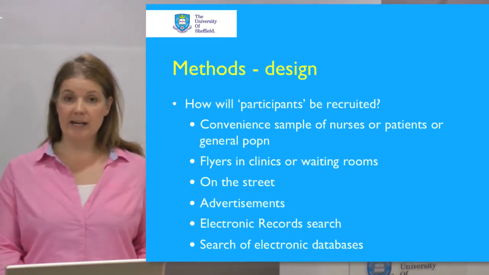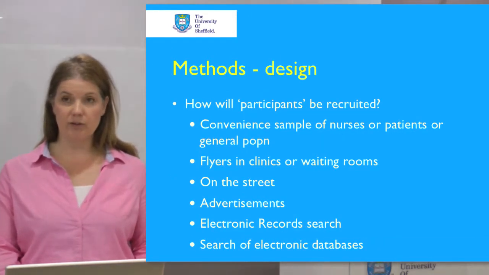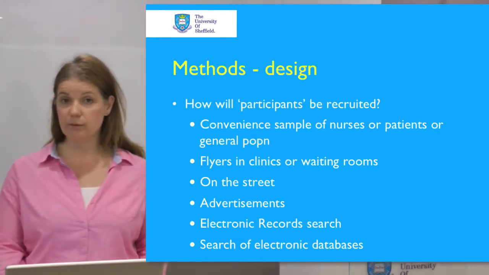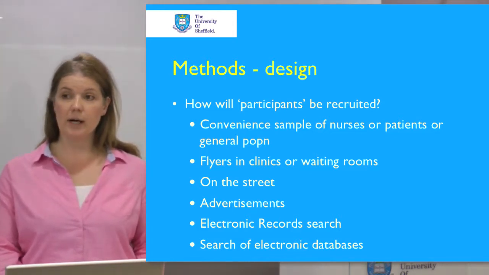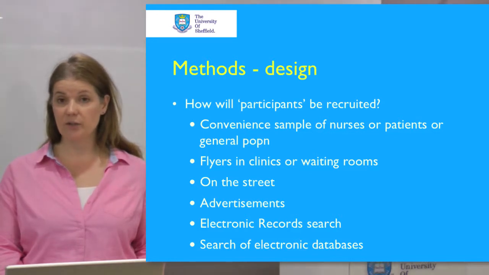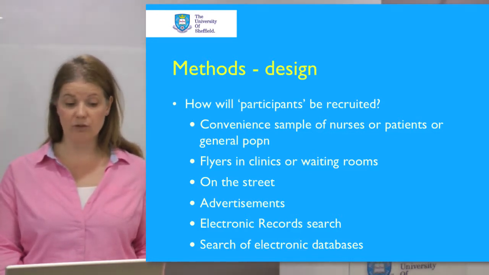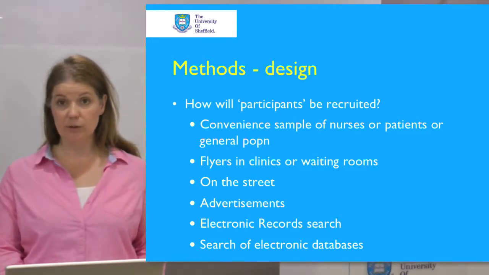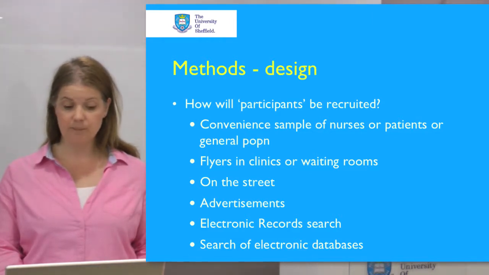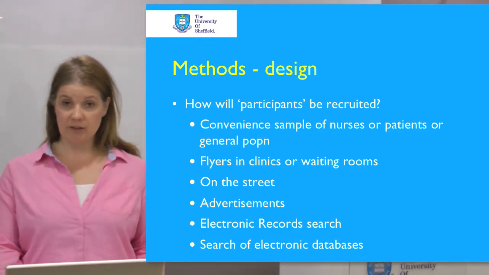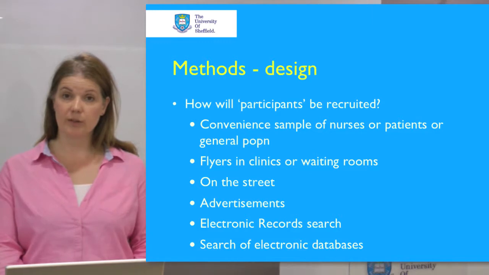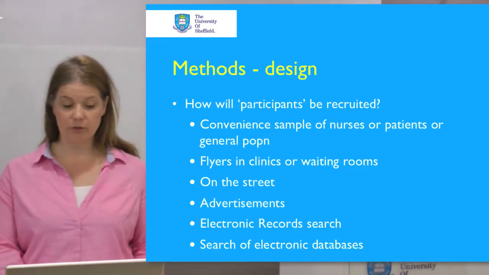You then need to move on to how they will be recruited. So is it just going to be a convenient sample, for example, of patients, or a sample of nurses in the hospital, or general population sample? Are you going to recruit from waiting rooms or from the general population by standing on the street or putting adverts in particular magazines? Are you going to put adverts in clinics? If you're doing a systematic review, what databases are you going to use? Which electronic sources, so PubMed, Medline, etc.